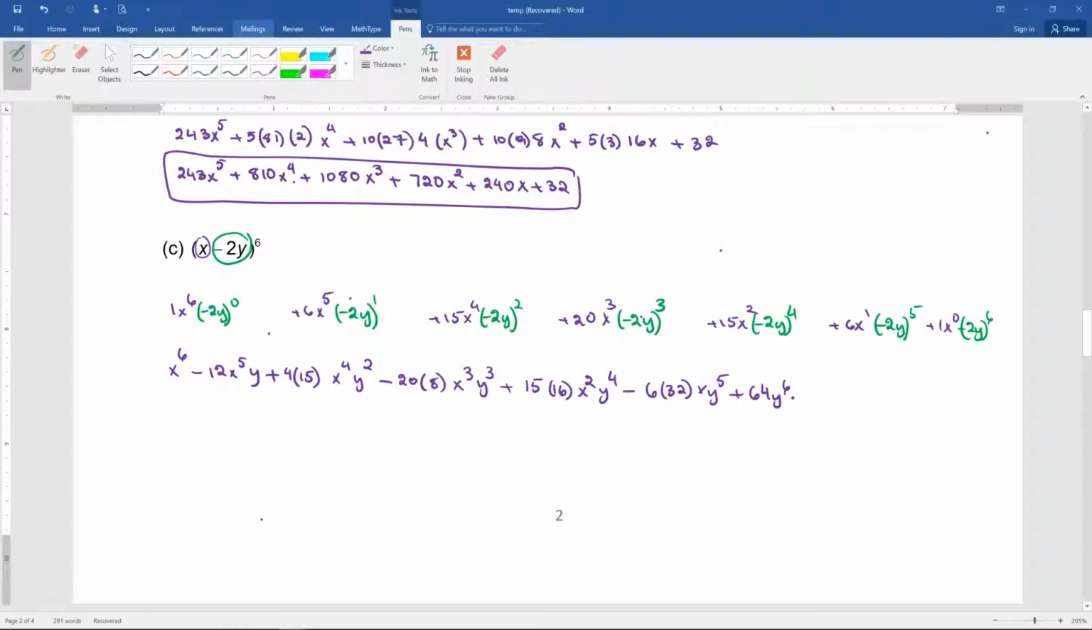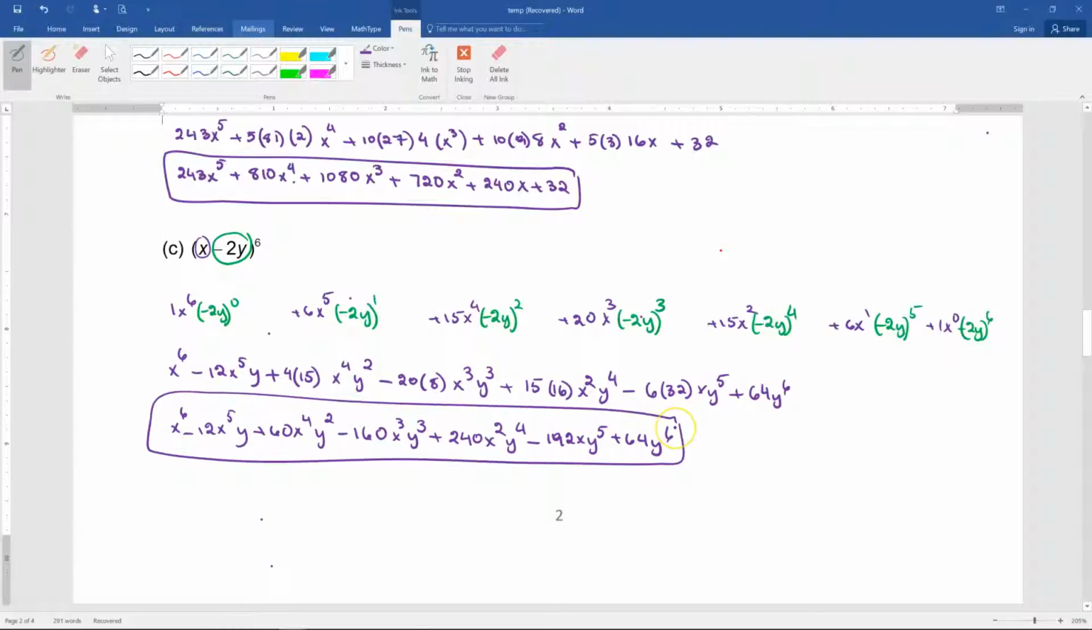So simplifying the coefficients, I got x to the 6 minus 12 x to the 5 y plus 60 x to the 4 y squared minus 160 x cubed y cubed plus 240 x squared y to the 4 minus 6 times 32, 192 x y to the 5th, plus 64 y to the 6th.